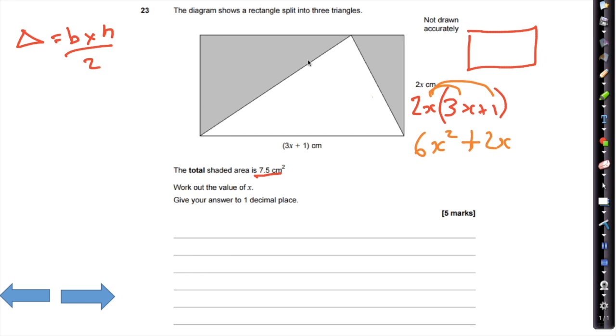Over here, let's do the triangle. Base is 3x plus 1, height is 2x, so we're actually going to get the same thing. We're just going to times base times height, which is the same base and same height. So we'll end up with 6x squared plus 2x. But remember, it's all divided by 2. So it's all over 2. So what we've got to do is half our 6 and half our 2. So it's going to end up being 3x squared plus x.